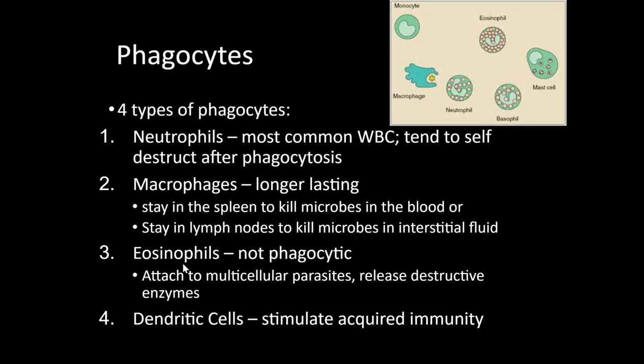Eosinophils are not technically phagocytes. They don't eat things, but they attach on. If you get infected with multicellular parasites, like worms, things like that, then they'll come up next to them and release enzymes that basically poke holes in the worms. And then dendritic cells are phagocytes. They eat the little bacteria, but instead of getting rid of all the parts, they're going to use those parts to stimulate acquired immunity, your T cells and your B cells that we're going to get to next week.